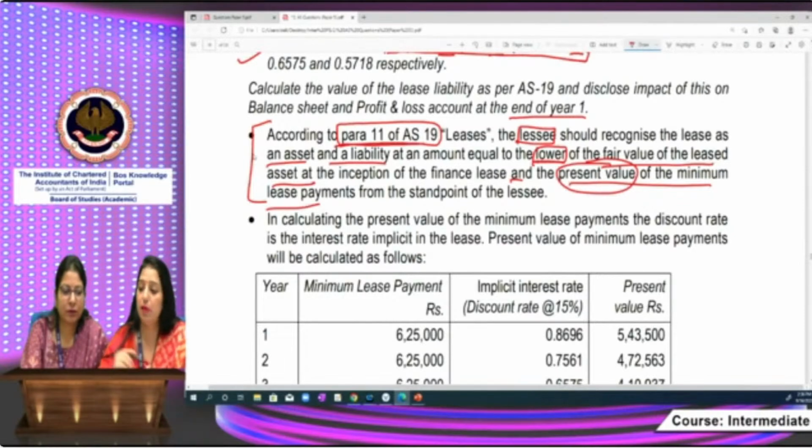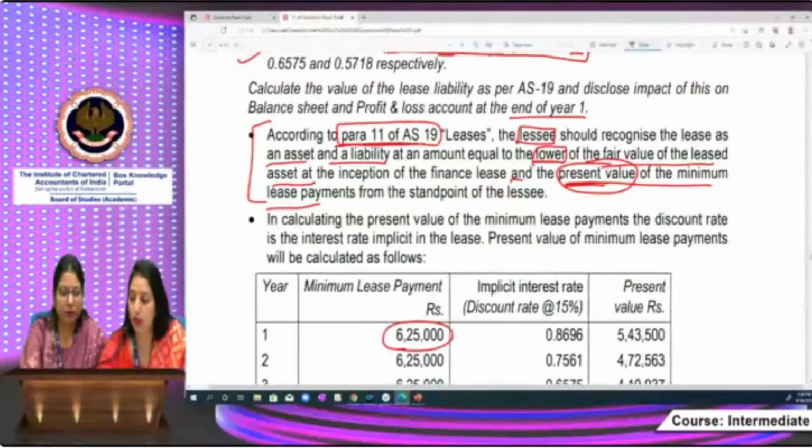What is the minimum lease payment? The information provided is 6,25,000 per annum at the end of the year for 4 years. But you have to calculate its present value. So how will we calculate it? We will calculate it with the help of the discounting rate.